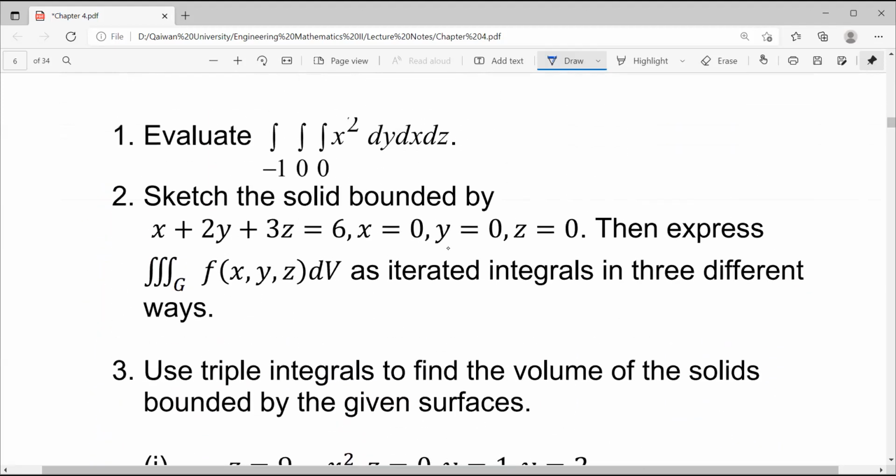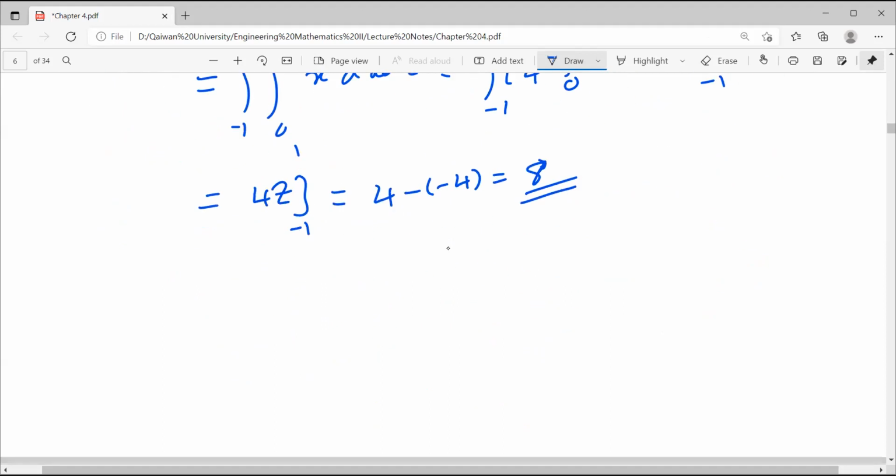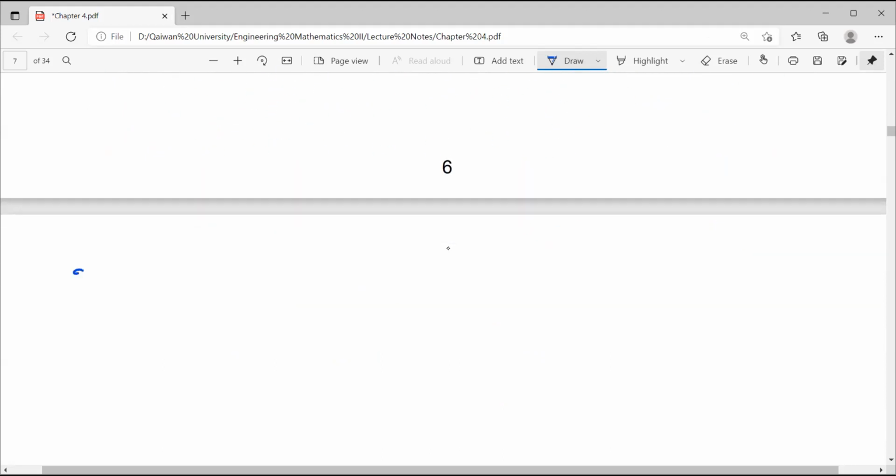For the second one, it says sketch the solid bounded by this plane and x equals 0, y equals 0, and z equals 0. First, let's draw the region, the solid. Okay, x plus 2y plus 3z equals 6. This is the second one.